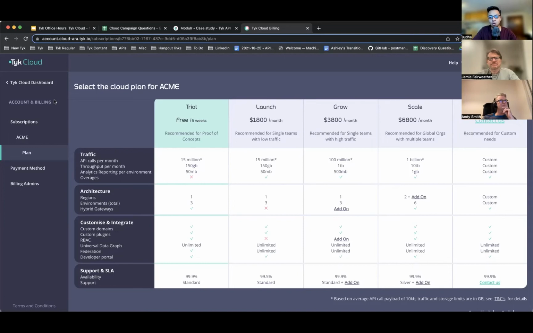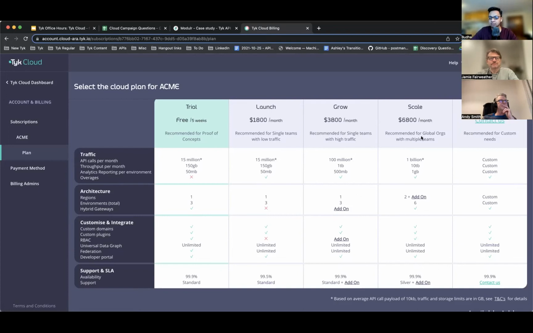Beyond this, we're going to the Grow plan, which is more for single teams, but with higher traffic. Like you can see, we've got 15 million to 100 million requests over there, and 1 terabyte worth of throughput available. So we're expanding that out a little bit more to make sure this is meeting the requirements that you want. This is also the tier at Grow where your hybrid gateway add-ons start coming in, and a few more RBAC add-ons. So as an expanding team, this might be quite an interesting choice for you. But again, it really is flexible enough to meet your differing needs.